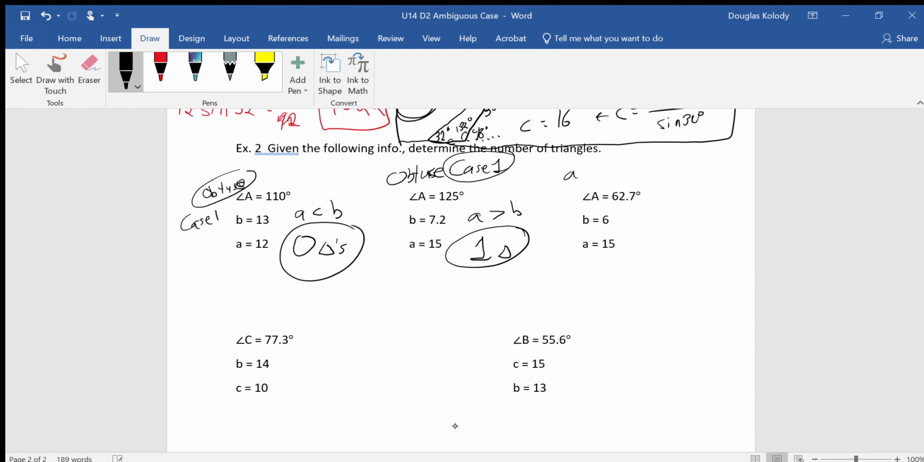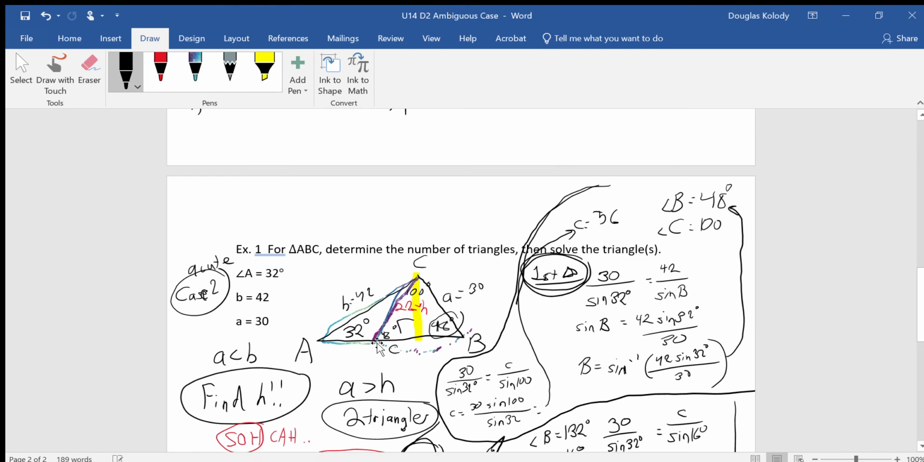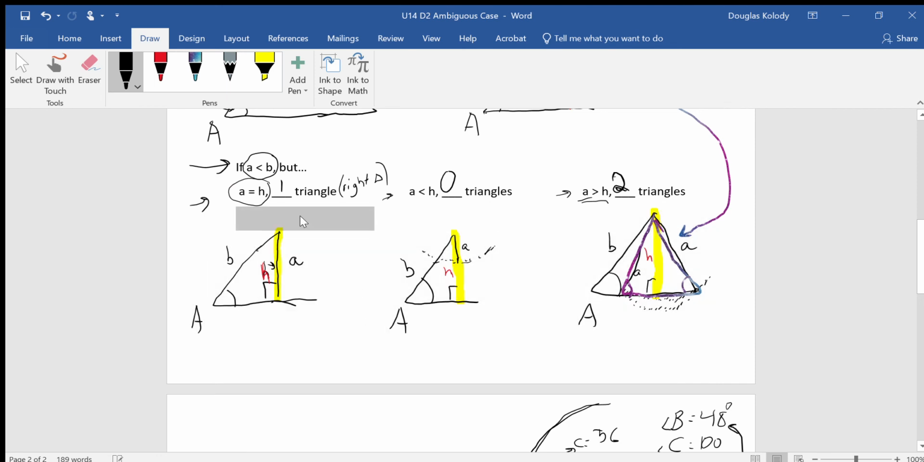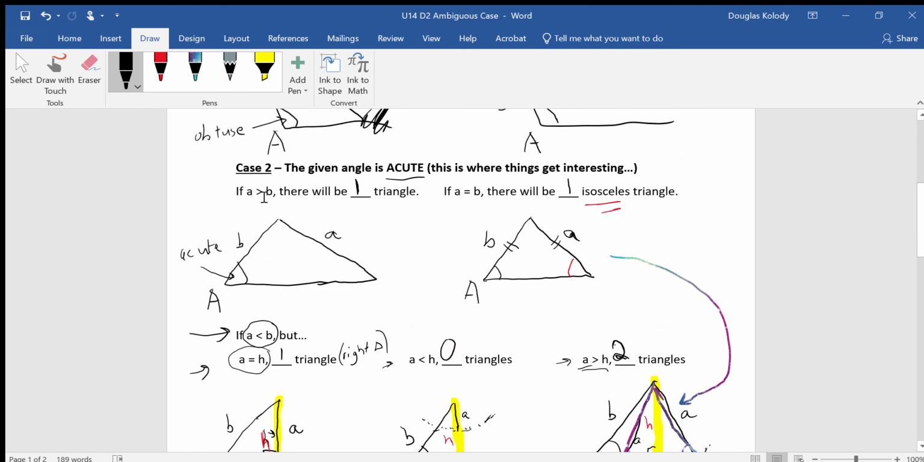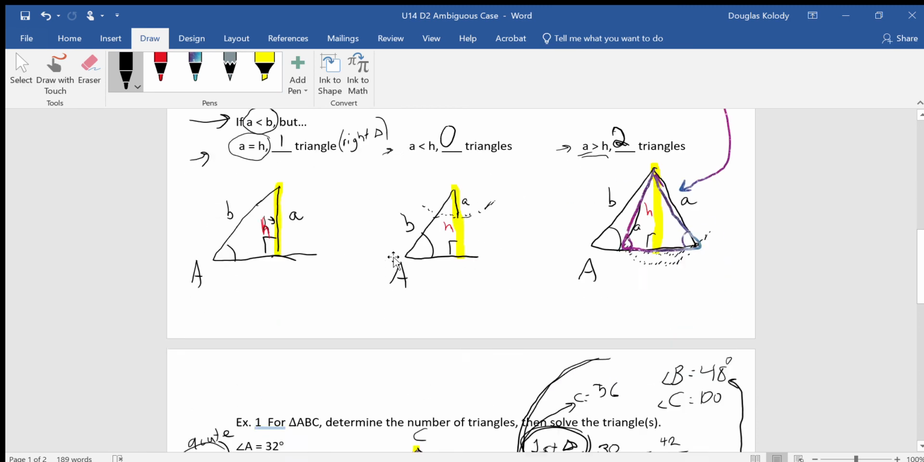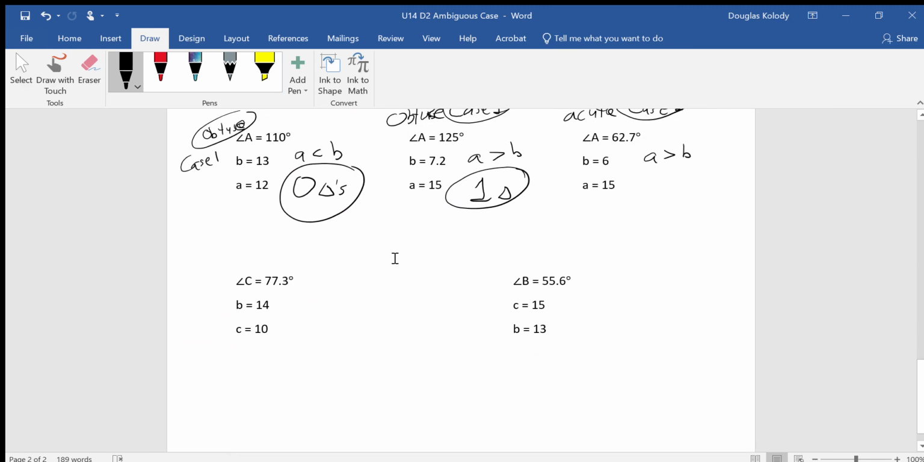Uh-oh. This is an acute angle. It's an acute angle, so it's case 2. But I noticed that A is greater than B. So let's go up to our notes. If A is greater than B, there it is right there. Case 2, it's an acute angle, but A is greater than B. Just one triangle. Straightforward. One triangle.